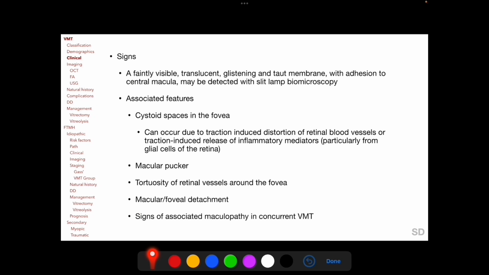On slit lamp biomicroscopy in an eye with VMT, sometimes a faintly visible translucent, glistening and taut membrane with adhesion to the central macula may be discerned. Associated features include cystoid spaces in the fovea, macular pucker or epiretinal membrane, tortuosity of retinal vessels around the fovea, macular or foveal detachment, and signs of associated maculopathy, if any.